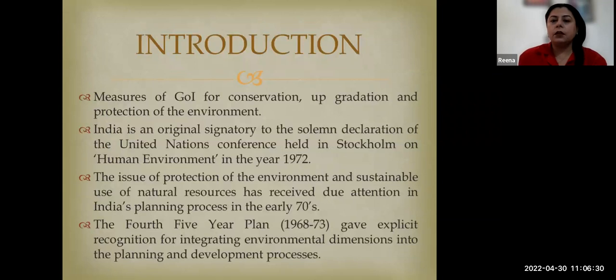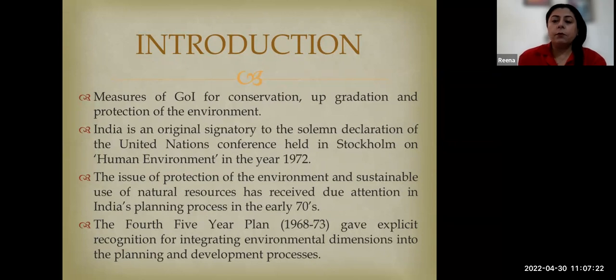The National Environment Policy was introduced as a measure for the Government of India to conserve, to upgrade, as well as protect the environment. These are the three objectives: first is to conserve, then to upgrade, and third to protect from any kind of harm or development activities which are recklessly taking place. India is an original signatory to the Stockholm Declaration of the United Nations Conference held in 1972, and the issue of protection of environment and sustainable development has been there in our policies from that time.